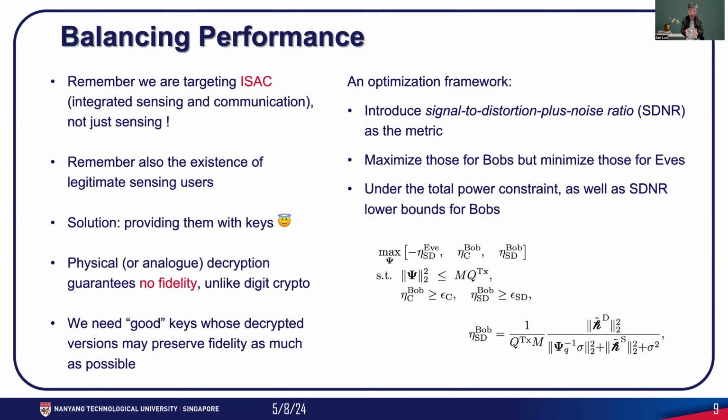Basically, we need to find encryption keys that maintain a good balance between sensing and communication, and also between the legitimate sensing users and the attackers, the illegitimate sensing. So we formulate optimization problems aiming at different goals. We need to minimize the so-called signal to distortion ratio to Eve, the attacker, and maximize this SDNR for the other legitimate users.